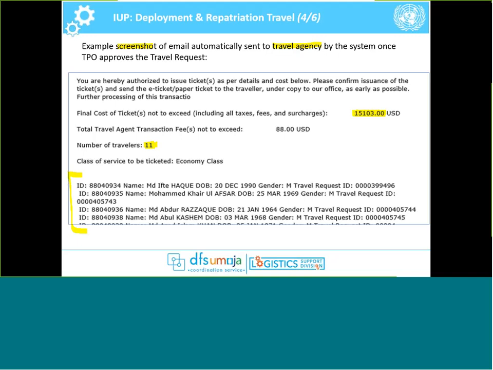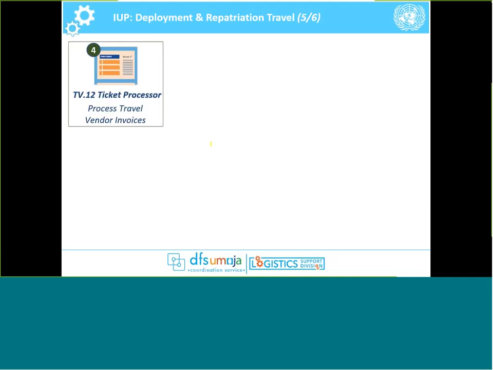$15,103. So when the system generates the individual TR numbers, in each individual TR number you will see the average. The system will equally divide that amount, the 15,103, by 11 travelers, which in this example will be a little bit more than $1,300. So the system will automatically divide that total amount by the number of travelers. And that's the cost of the ticket that will appear in the individual travel request.